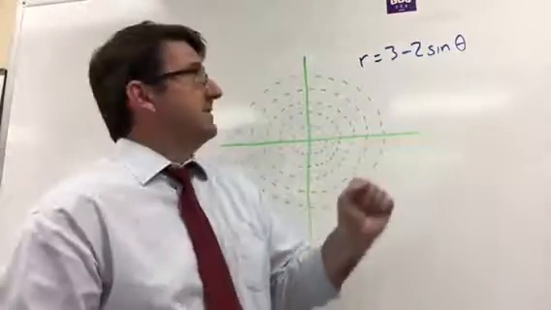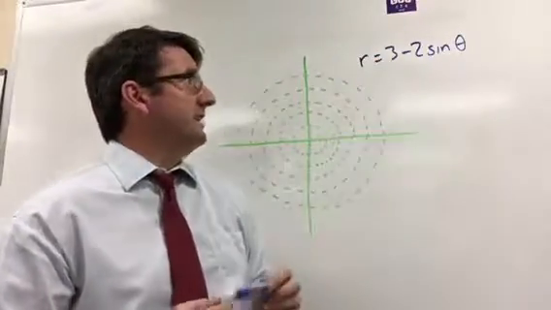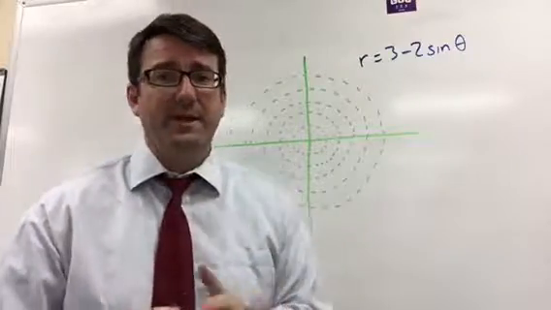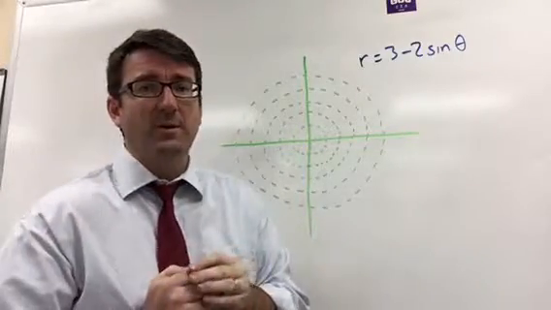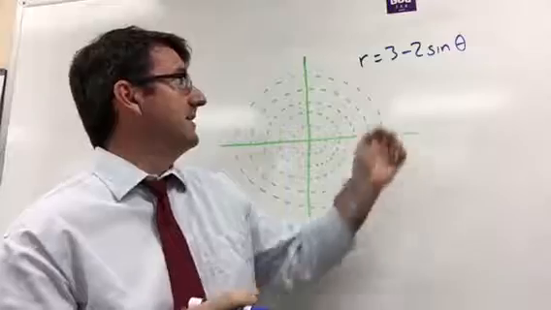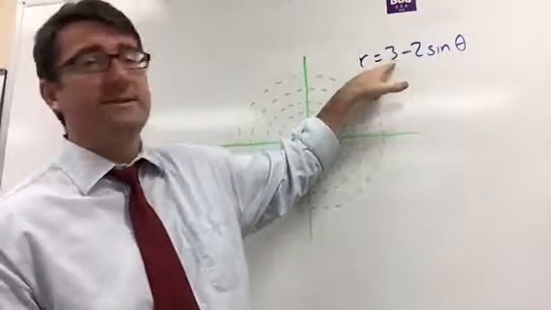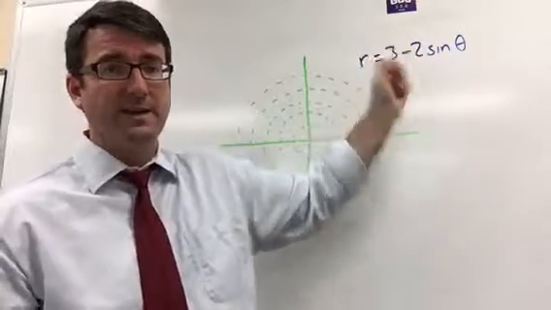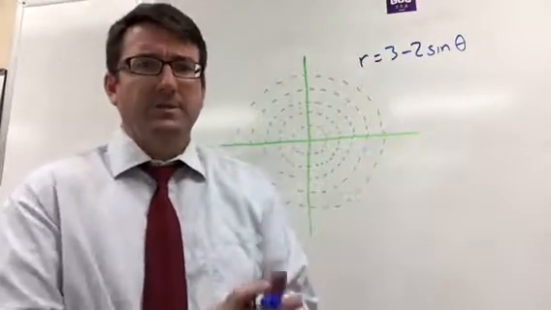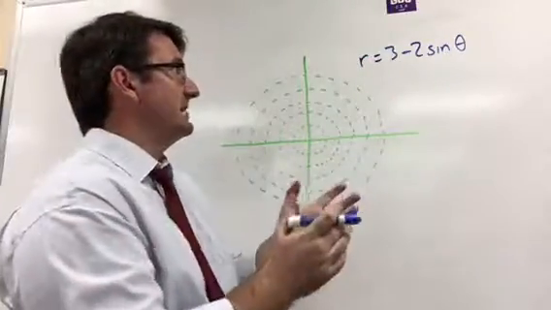All right, number 3, we're asked to graph the equation r equals 3 minus 2 sine of theta. So this graph is going to be a limaçon, and the reason for that is we've got this constant out here that we're adding or subtracting out front. So this is going to be a limaçon.